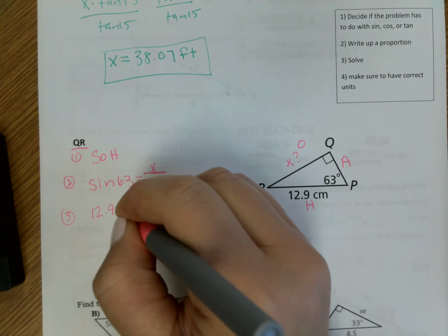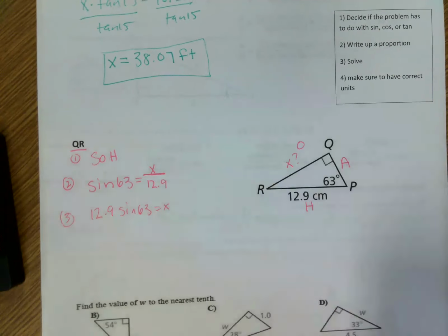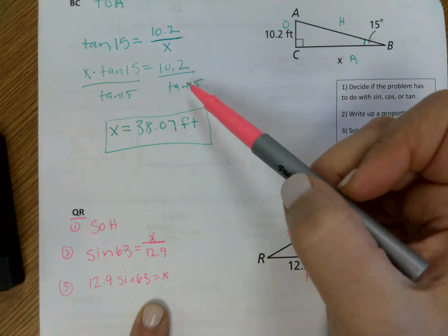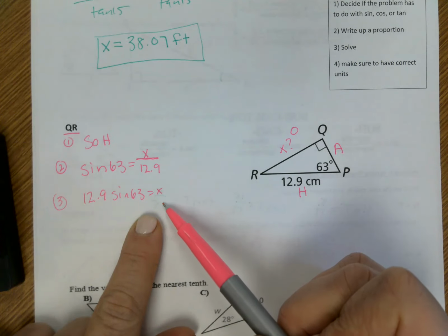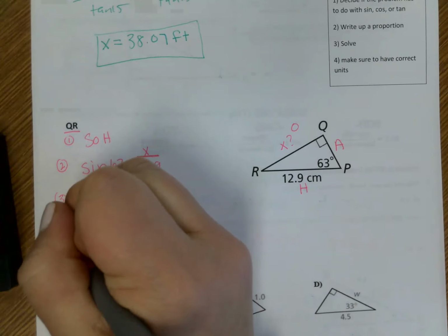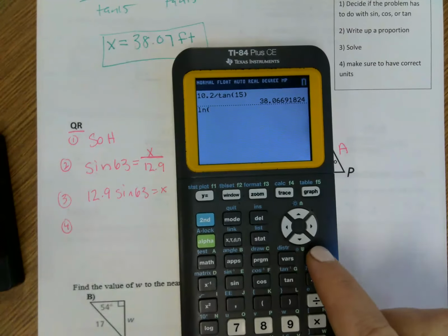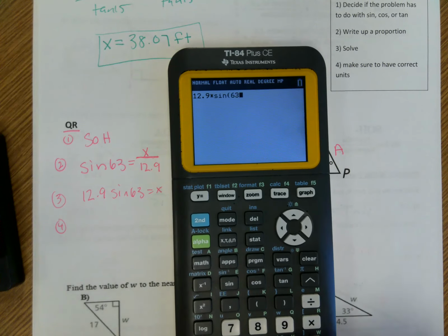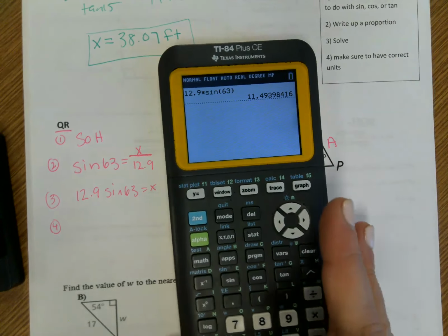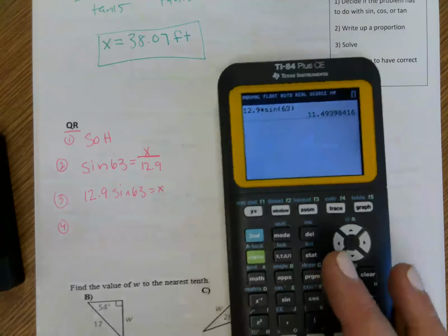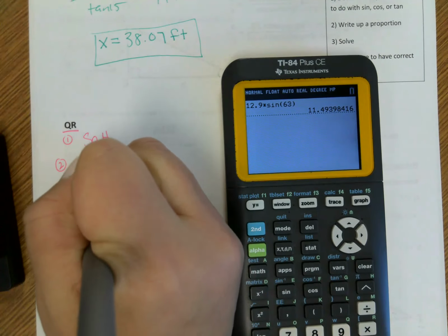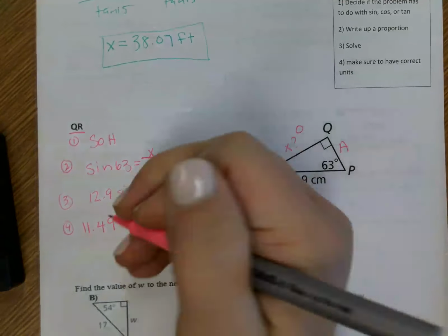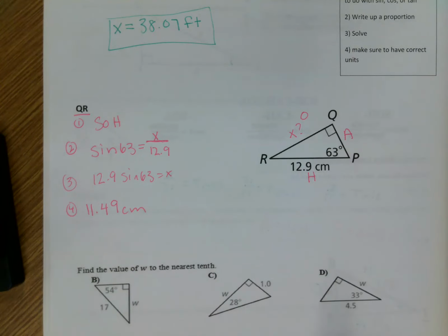Now the difference between this problem and the problem that I did before is that once I did that multiplication up here, I didn't have x by itself. Here, when I multiply this over, I have x by itself now. So now I can go into my step 4. I put this right into my calculator: 12.9 times sine of 63, close my parenthesis, and I get 11.49, because that 3 will keep it as a 9. And if I look at my units, these units are centimeters.